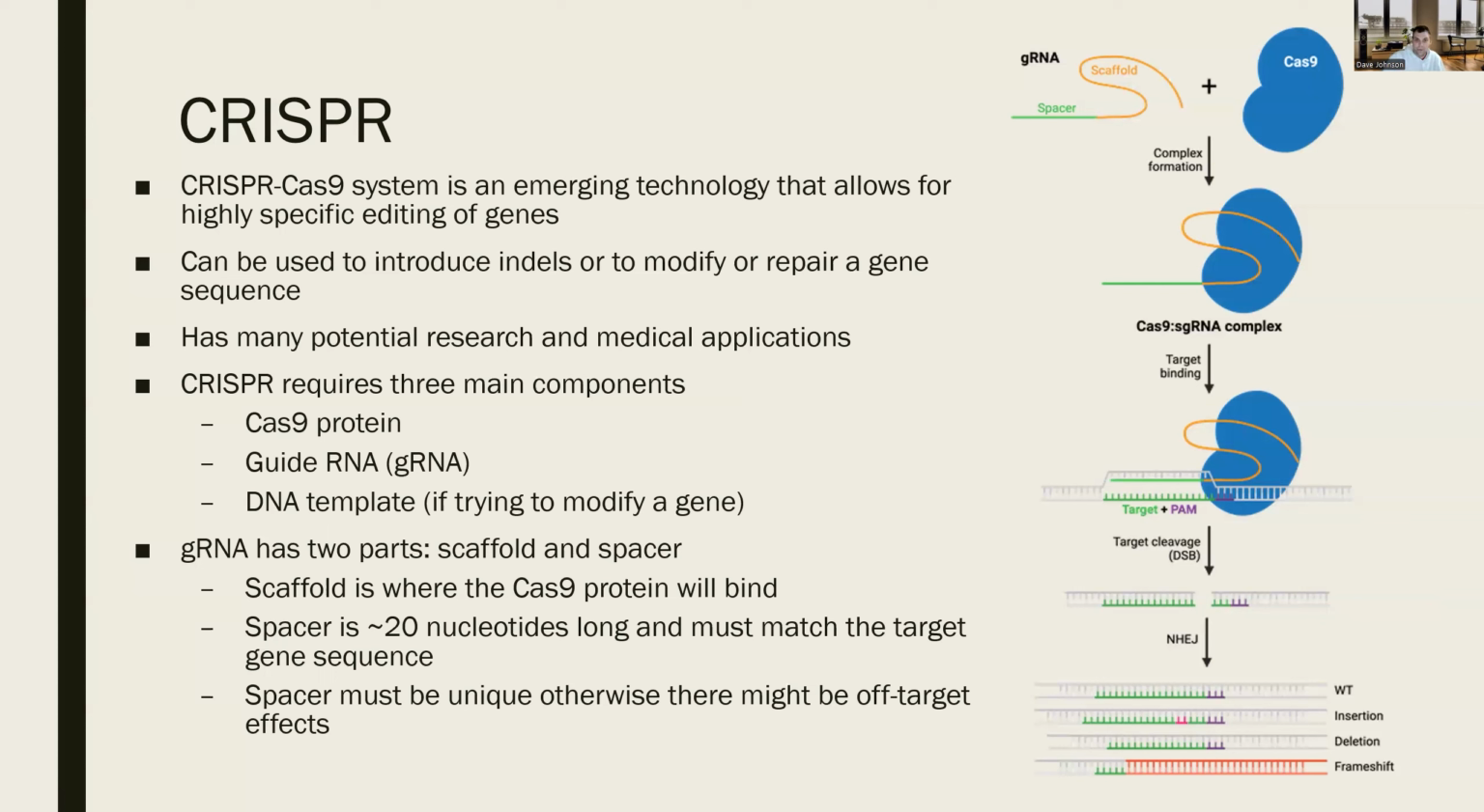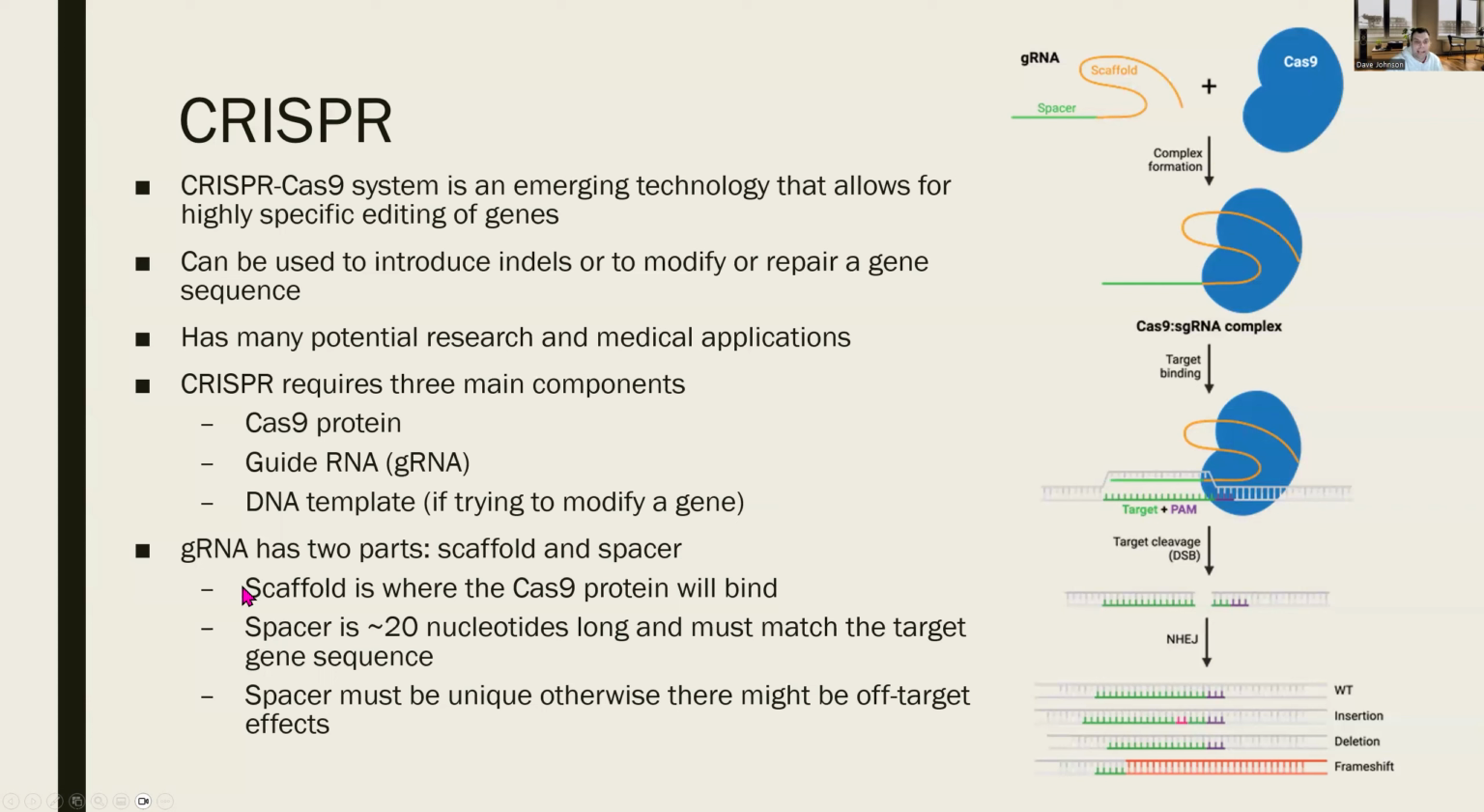CRISPR-Cas9, in order to use this system, there are three main components. First, you need the Cas9 protein itself. This is an enzyme that cleaves DNA at specific sites. Those specific sites are determined by something called a guide RNA. So this guide RNA can act as a scaffold to allow Cas9 to bind, and then guides the Cas9 enzyme to spots within the genome that you'd like to edit. And then if you're trying to modify a gene, you also want to include template DNA that will allow that to happen. So let's break down these parts a little bit.